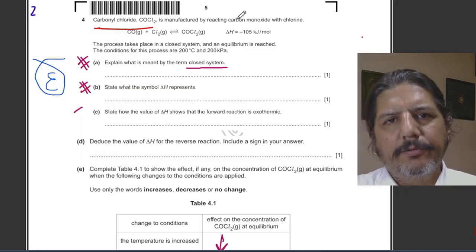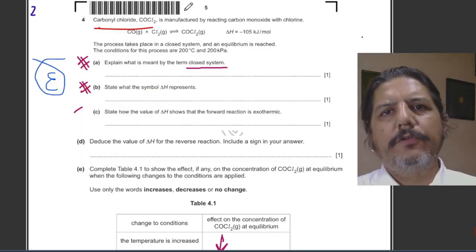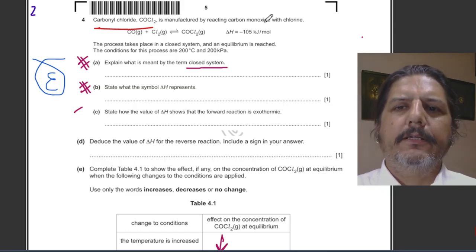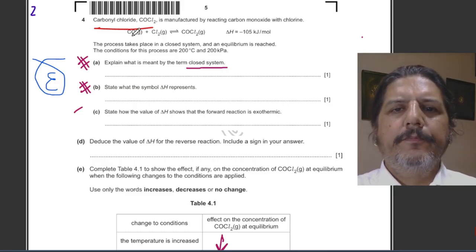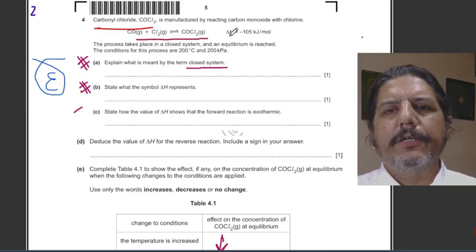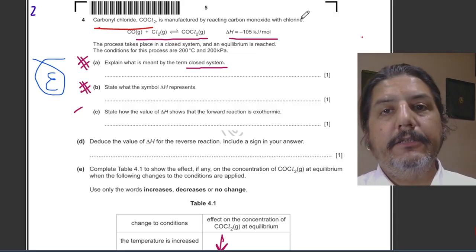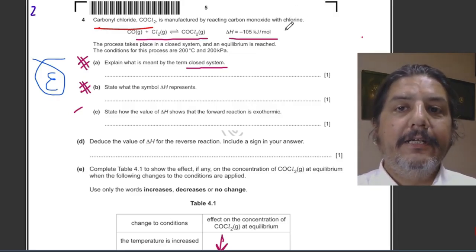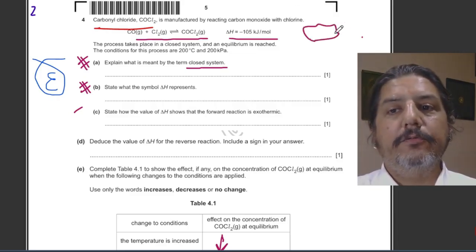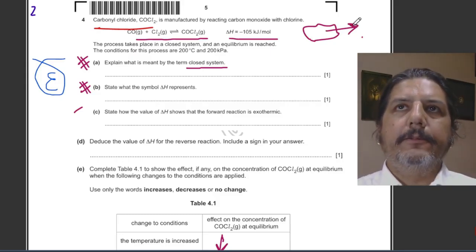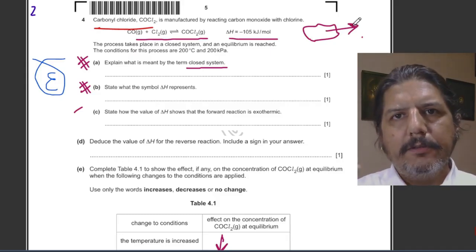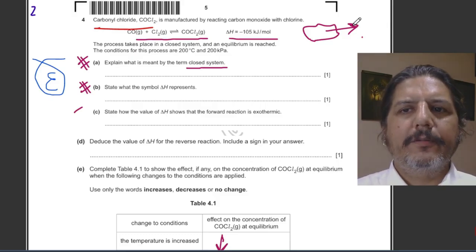So let's look at the next question. Carbonyl chloride COCl2 is manufactured by reacting carbon monoxide with chlorine. So this is the equilibrium reaction that we have. Delta H is negative. Delta H is energy that is released, energy that is released from the system. Now, because it's released from the system, one way of looking at it is the system loses energy. So this is an exothermic reaction.